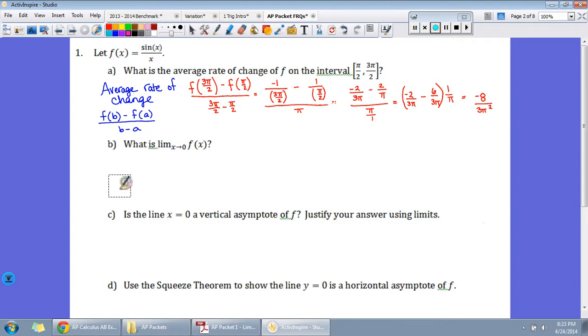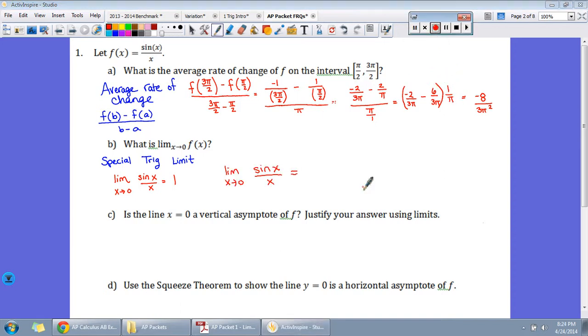For the second one, our limit is really just plugging in the function, and if you recognize it, it's a special trig limit. So you should know the answer is just 1. But if you can't remember that on the AP test, you can use L'Hopital's rule. L'Hopital's rule says if you evaluate a function and you get 0 over 0, you can take the derivative of the numerator and the derivative of the denominator and evaluate it again. The cosine of 0 is 1, and of course 1 is just 1, so that's how we get the answer 1.